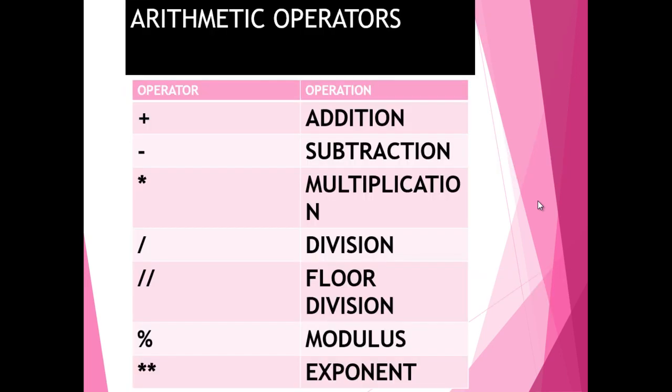So just have a recap of all the arithmetic operators. Plus is for addition, minus for subtraction, star for multiplication, slash for division, double slash for floor division, percentage for modulus, and double star for exponent. I already explained the functioning of all these operators in detail in the previous lectures, so if you want to know the details, you can go and see the previous lectures.